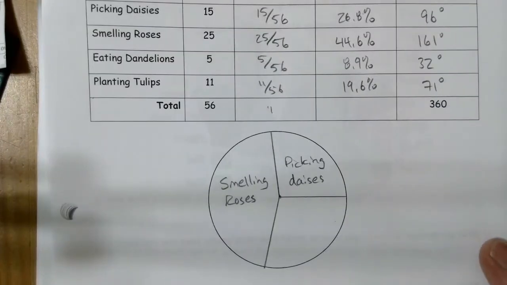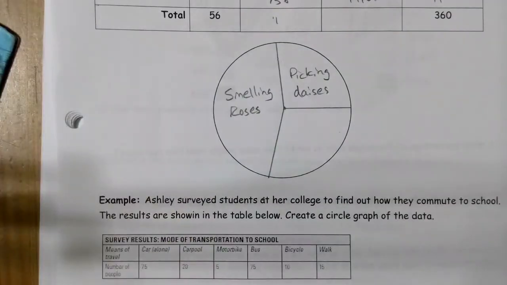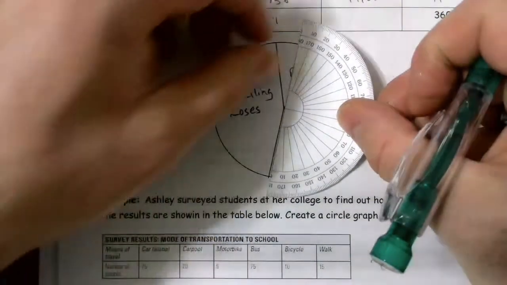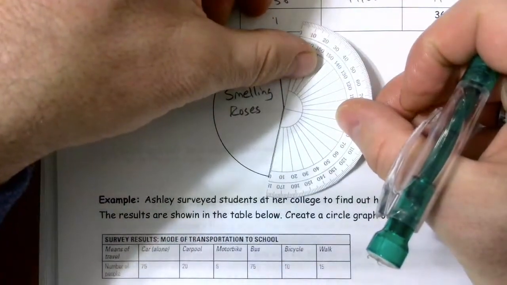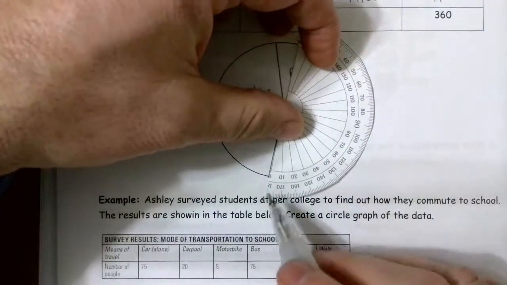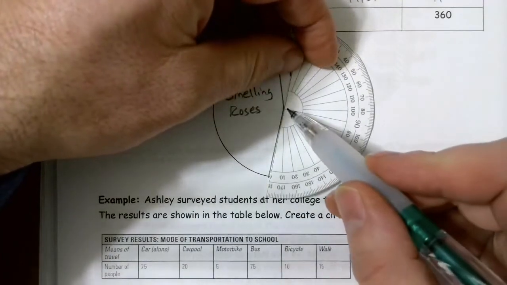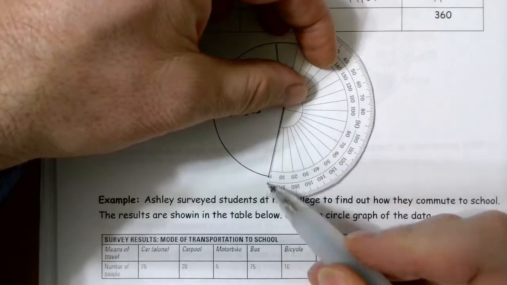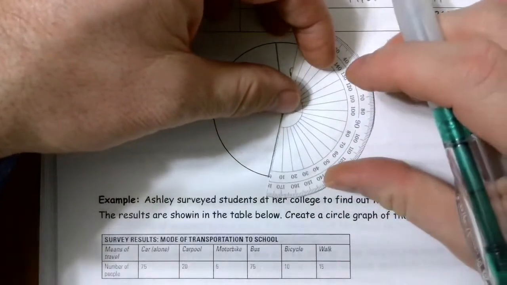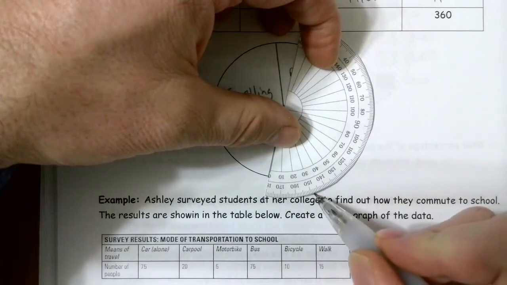The next one was eating dandelions. So now we start there, and we measure up. Just in my head, I'm thinking, man, that would be really bitter, I would think. Anyway, I don't know. I've never eaten them. Didn't know you could eat them. So here we go. Starting at the center of the circle on the crosshair, we go along the radius, and then we come out here. And we're going to measure out 32 degrees. So 10, 20, 32.